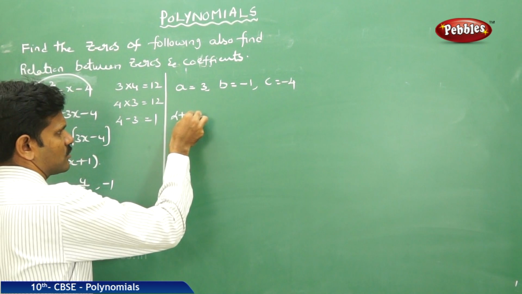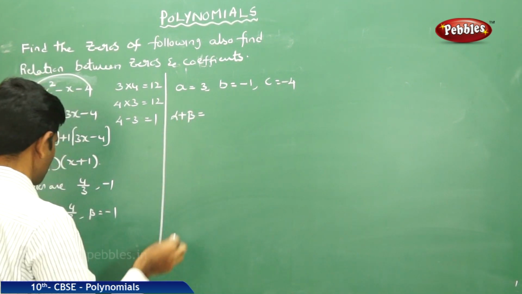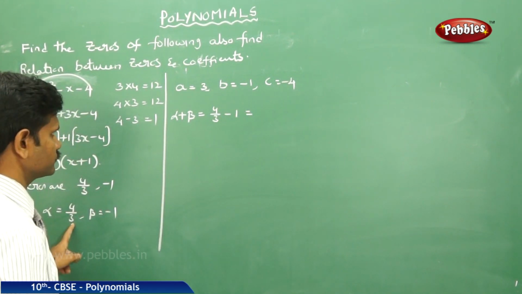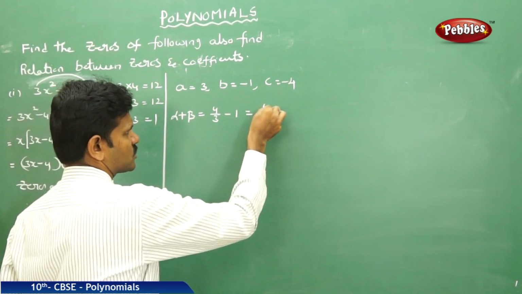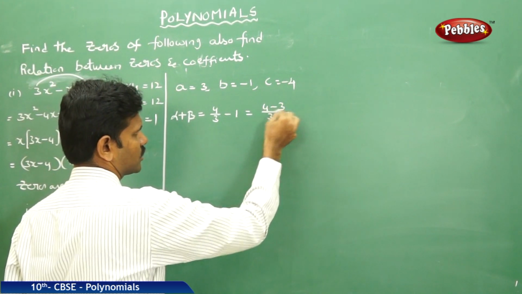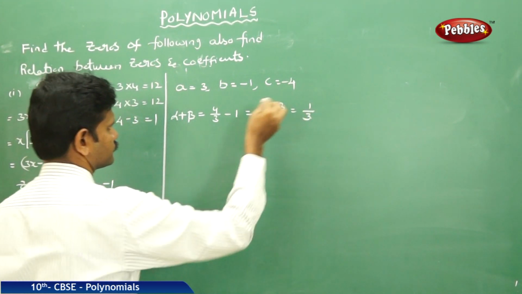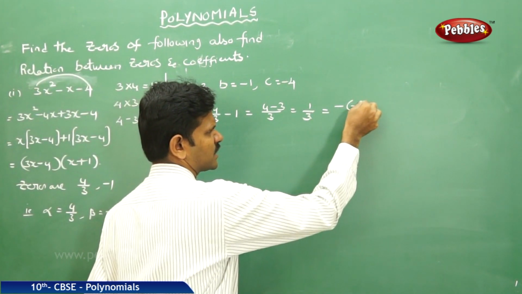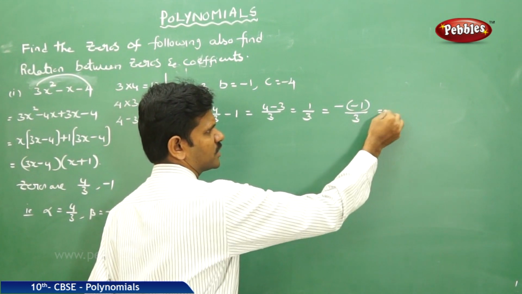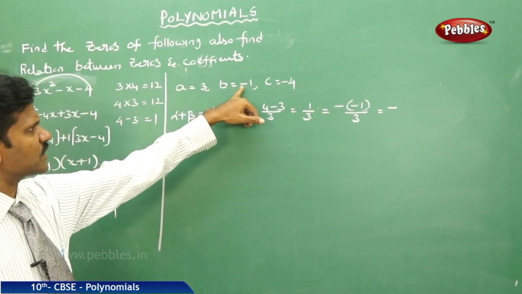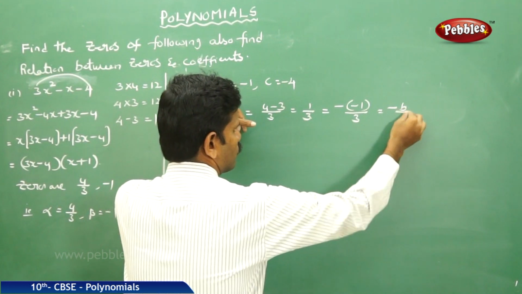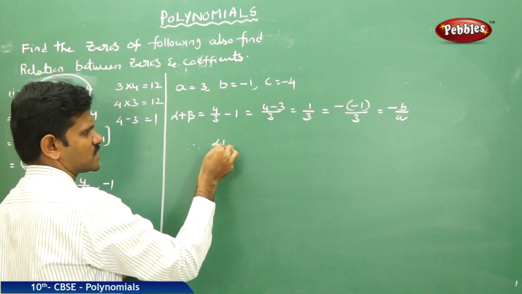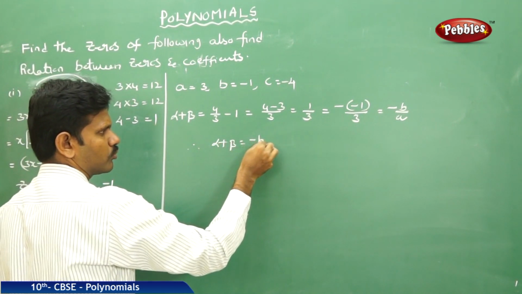Alpha plus beta is equal to 4 by 3 minus 1, that is equal to, after simplification, 4 minus 3 by 3, that is 1 by 3. Now this 1 I will arrange as minus of minus 1 by 3, that is minus 1, nothing but b, by 3, nothing but a. Therefore, alpha plus beta is equal to minus b by a.